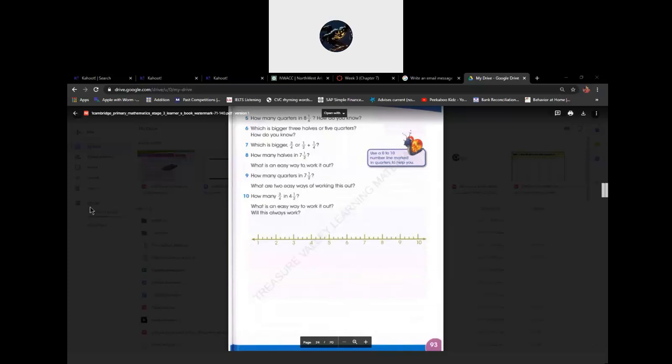Chris, you can do 6. Which is bigger, 3 halves or 5 quarters? How do you know? It would be 3 halves. How do you know? Because 3 halves is 6 quarters, and 6 quarters is greater than 5 quarters.